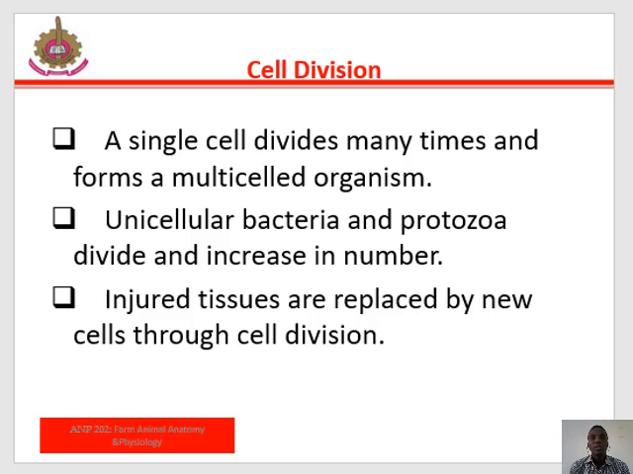Cell division. A single cell divides many times and forms a multi-celled organism. Unicellular bacteria and protozoa divide and increase in numbers. Injured tissues are replaced by new cells through cell division. Thus, cell division is one of the most important activities in all organisms.